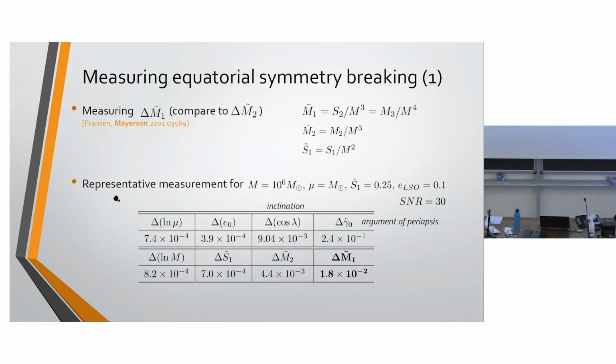But yeah, thanks. So we're measuring the symmetry breaking parameter, and a representative measurement is this one here. For example, the central object has 10 to the 6 solar masses. The small object is 1 solar mass. The spin of the central black hole is not too much, not too little, and we have a little bit of eccentricity, so it's a low eccentricity orbit. These are the parameters that we are looking at for this particular EMRI.